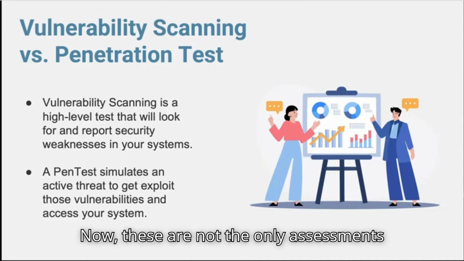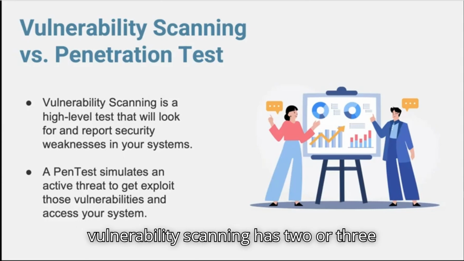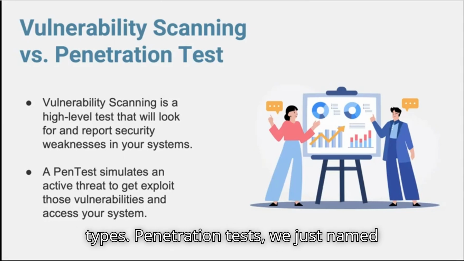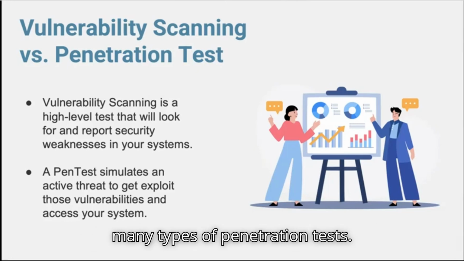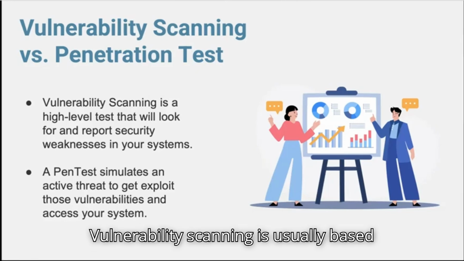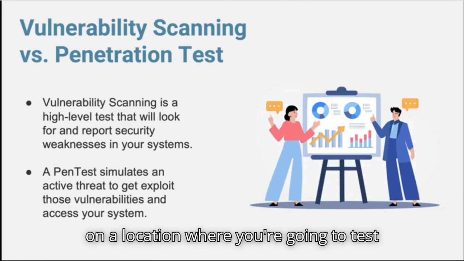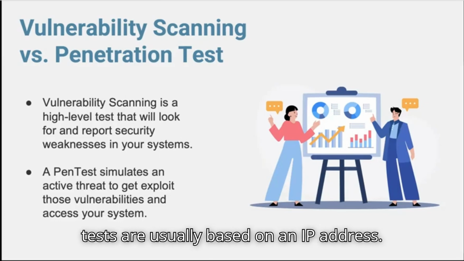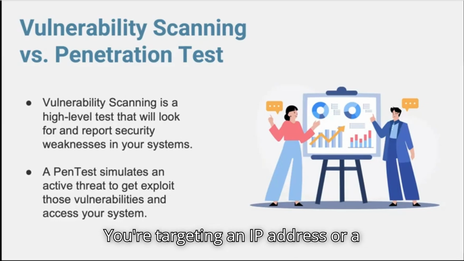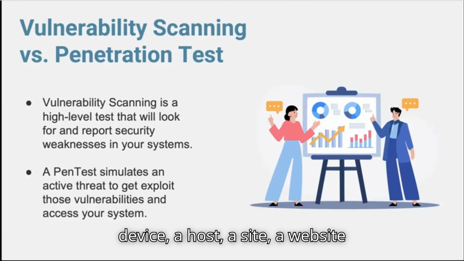Now, these are not the only assessments that are out there. In fact, vulnerability scanning has 2 or 3 types. Penetration tests, we just named 2, internal and external, but there are many types of penetration tests. Vulnerability scanning is usually based on a location where you're going to test a large group of devices. Penetration tests are usually based on an IP address. You're targeting an IP address or a device, a host, a site, a website on the network.